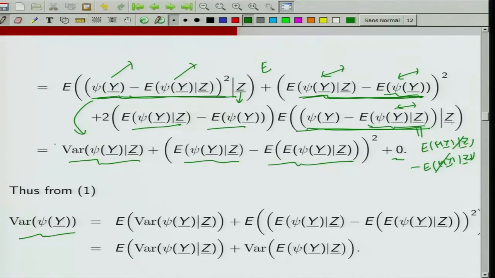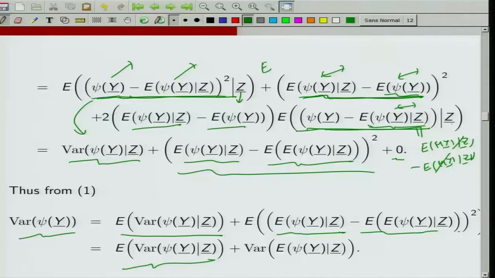variance of psi y would be expected value of this quantity, which is the same as expected value of variance of psi y given z, plus expected value of this quantity, which is expected value of the expected value of psi y given z minus expected value of expected value of psi y given z, whole square. So, this is the same as expected value of variance of psi y given z. Let us look at what this quantity is. Here, let me call this expected value of psi y given z as psi 2 z. So, this is the same as expected value of psi 2 z minus expected value of psi 2 z whole square.